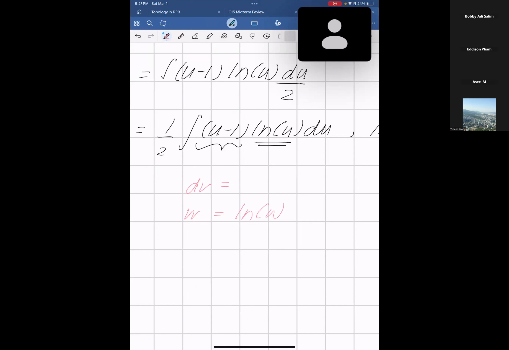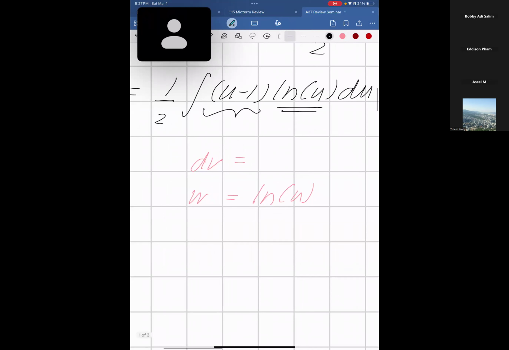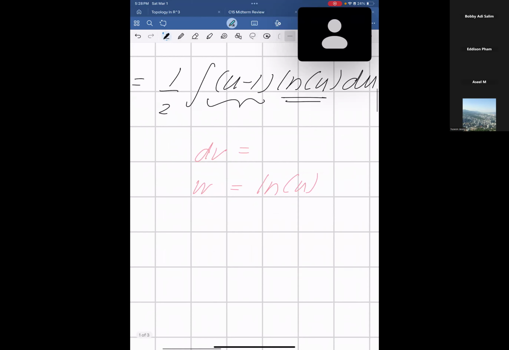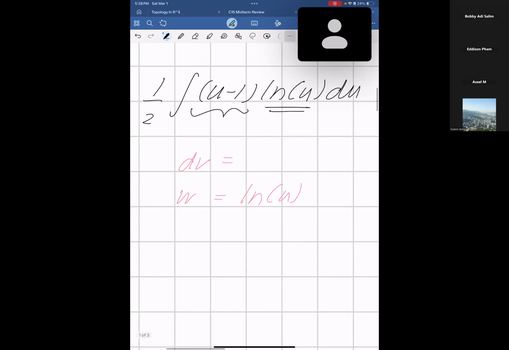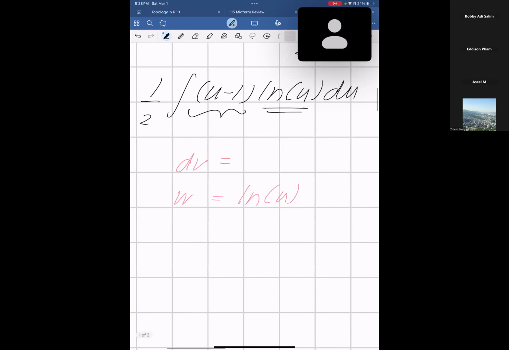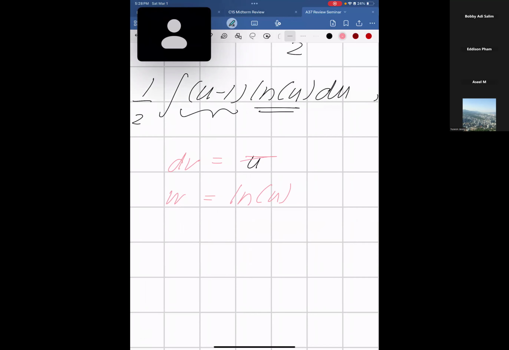You want to differentiate ln of u. If we let dv be ln u, that would be problematic because we don't really know the integral of ln of u, and then you'd have to do another integration by parts, and it's just circular reasoning, so it doesn't make sense. So w is ln of u, and dv is everything that's not ln of u. So dv would be everything that's left, which is, oh, that's the wrong color, my bad, u minus 1 du, right?